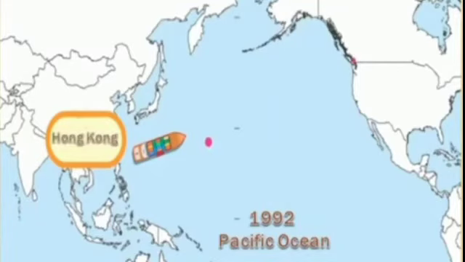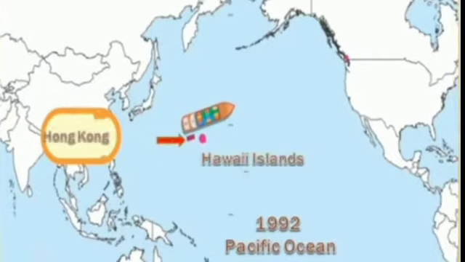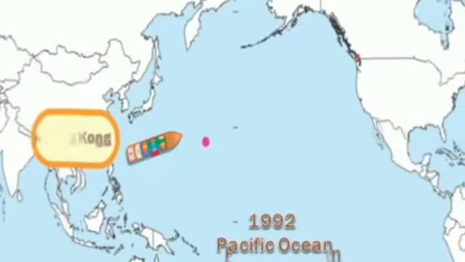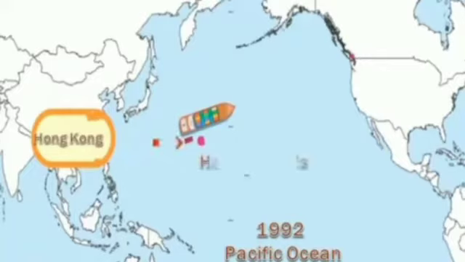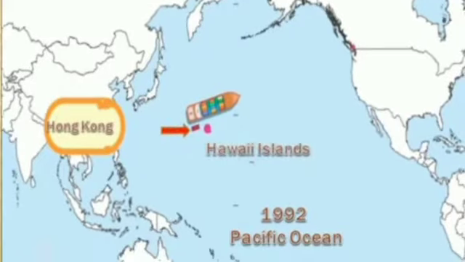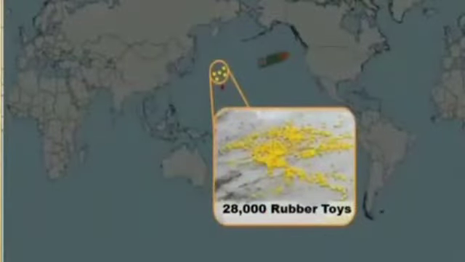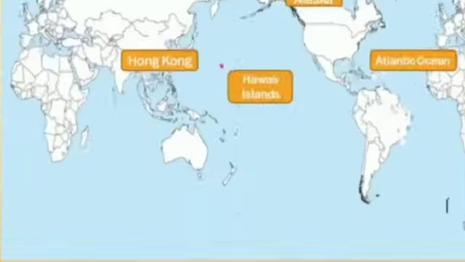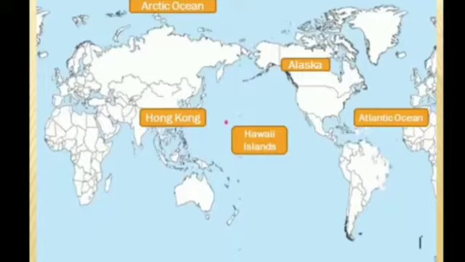Now see, there is one incident given in your textbook. Very surprising. A very strange incident occurred in the Pacific Ocean in the year 1992. A cargo ship sailed towards America from Hong Kong. While traveling through the Pacific Ocean near the Hawaii Islands, a container full of toys fell into the ocean and broke. Around 28,000 rubber toys started floating on the ocean. This incident occurred on 10th January 1992.